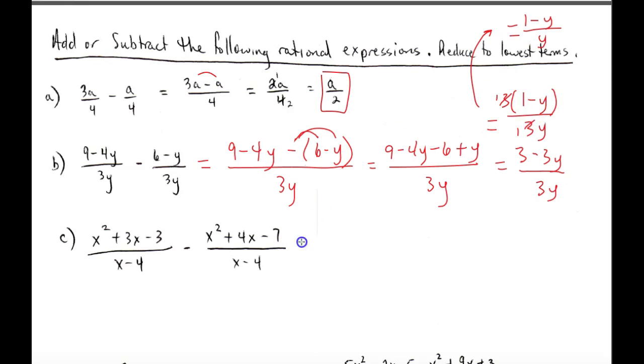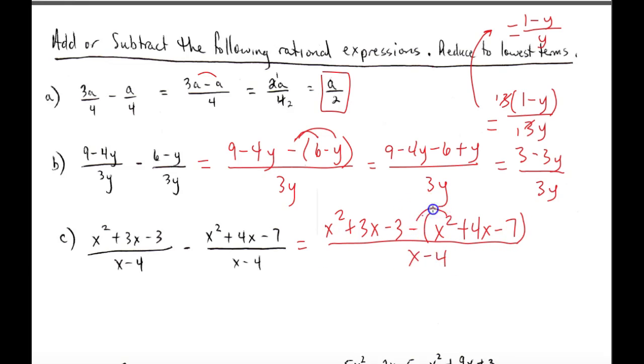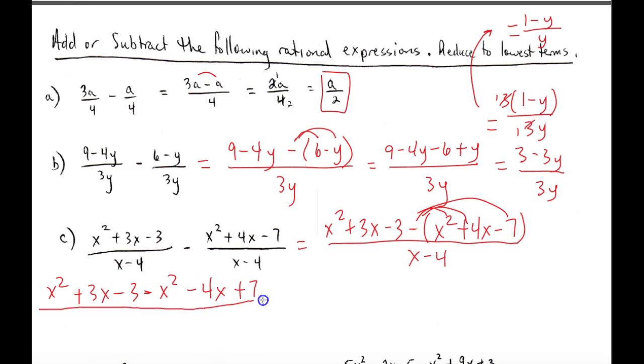For our next example, we want to do the same thing. Here we need to write this second expression in parentheses, and this is just to remind ourselves that we need to distribute our understood -1 to all terms. So we'll have x squared plus 3x minus 3 minus x squared minus 4x plus 7, and then all of that will be divided by x minus 4.